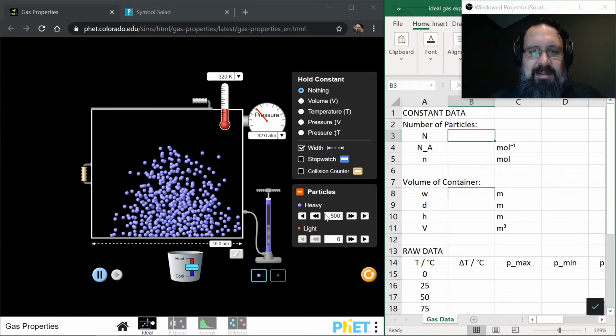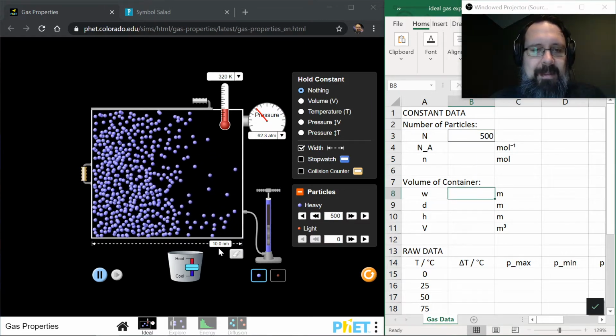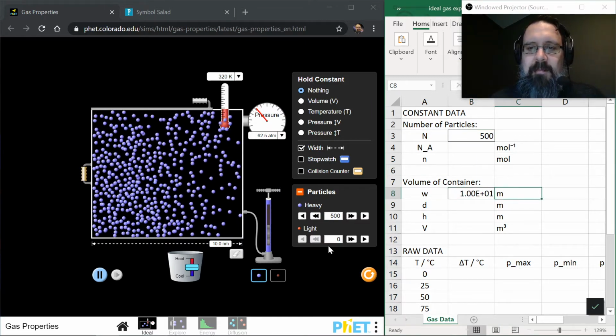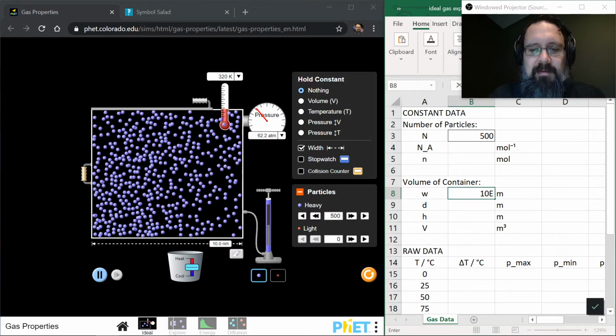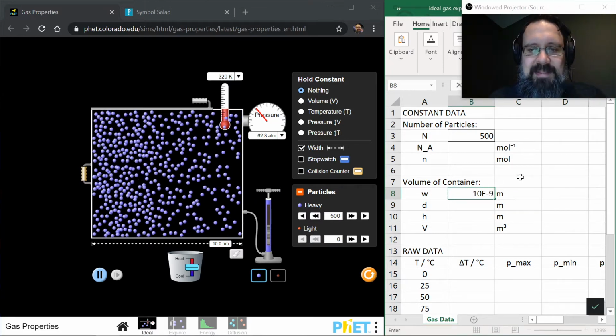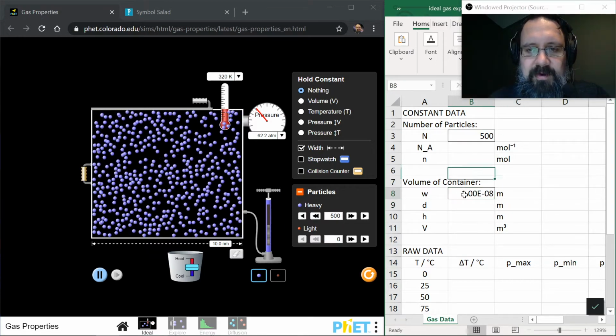So my N, that's the capital N, the number of particles, is 500, and my width is 10. Now, be careful though, because that's nanometers. So I actually have to convert this to nano by multiplying by 10 to the negative 9 power. That's what E is, times 10 to the negative 9 power. I've got my number of particles and I've got my width.